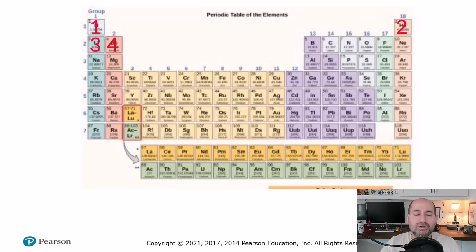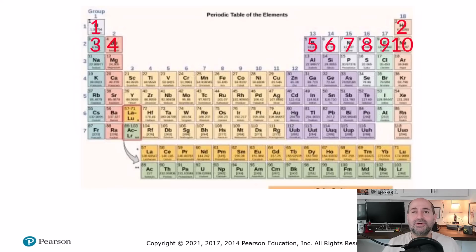And then you have boron with 5. And then carbon with 6. Nitrogen with 7. Oxygen with 8. Fluorine with 9. And finally neon with 10. You see how it works? The periodic table of elements is arranged with elements in increasing atomic number from left to right, from top to bottom. And that's what identifies an element.